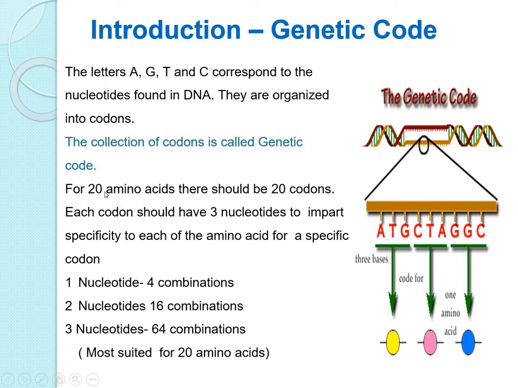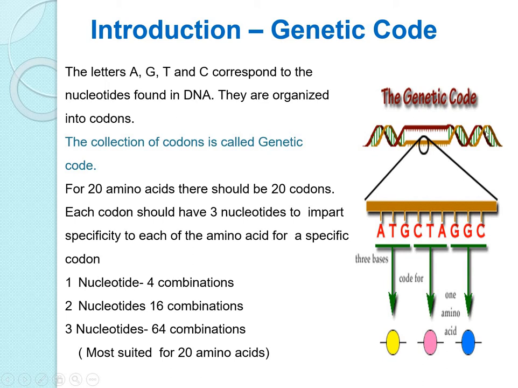For 20 amino acids, these 20 amino acids are responsible for protein synthesis. For 20 amino acids, there should be 20 codons. Each codon should have 3 nucleotides to impart specificity to each amino acid for a specific codon.